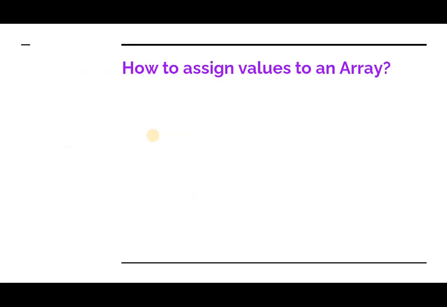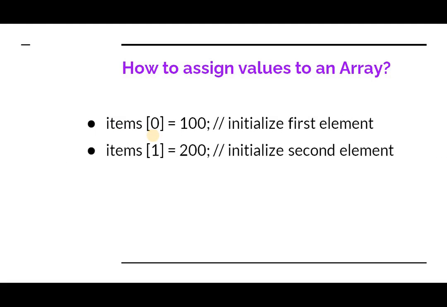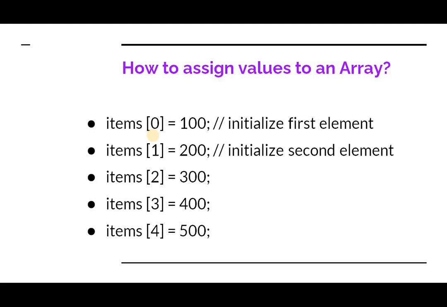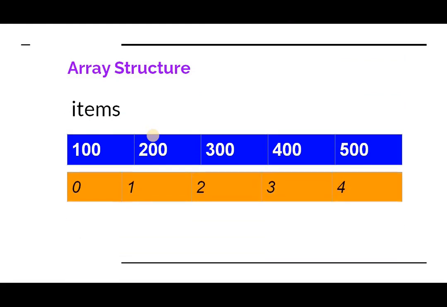Next one, how to assign values to an array. To assign the values to an array, we use steps like items[0] = 100. It is the first element. Next one, items[1] = 200, second element. Later items[2] is 300, items[3] is 400, next items[4] is 500. Now let's check its structure. It looks like this. These are the items with the array name, and it has 5 elements, 100 to 500, and its index is from 0 to 4.